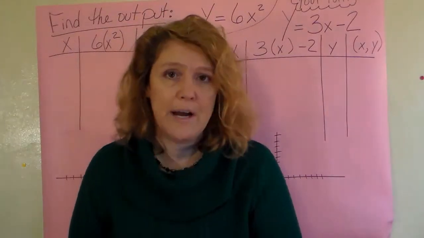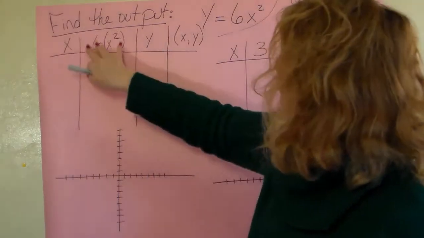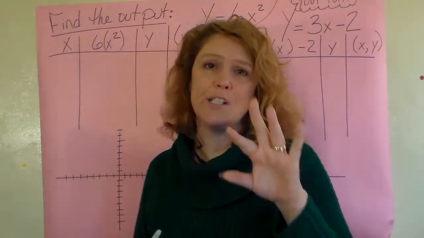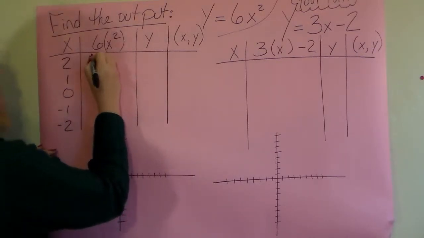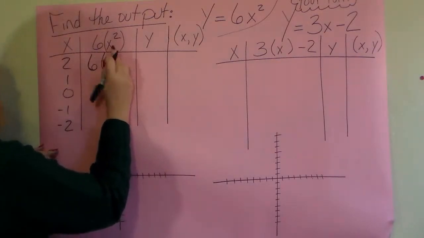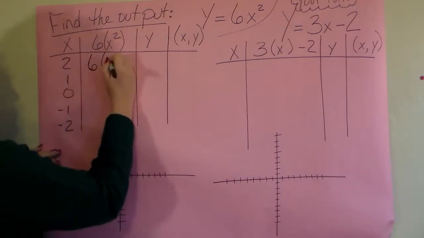So we're going to give this another try. And this one we're going to do with an x squared because I want you to see what x squared looks like. So 6 times x squared, 2 times 2 is 4.